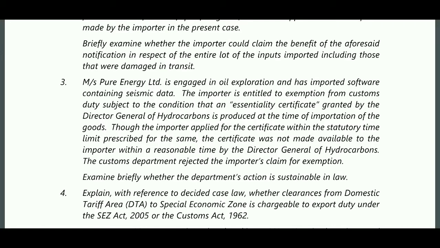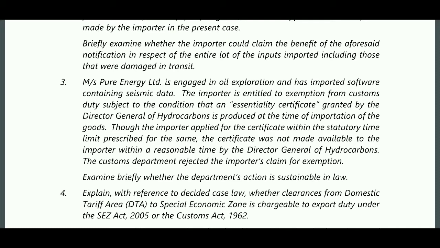It reads as: Messrs Pure Energy Limited is engaged in oil exploration and has imported software containing seismic data. The importer is entitled to exemption from customs duty subject to the condition that an essentiality certificate granted by the Director General of Hydrocarbons is produced at the time of importation of the goods. Though the importer applied for the certificate within the statutory time limit prescribed for the same, the certificate was not made available to the importer within a reasonable time by the Director General of Hydrocarbons. The Customs Department rejected the importer's claim for exemption. Examine briefly whether the department's action is sustainable in law.